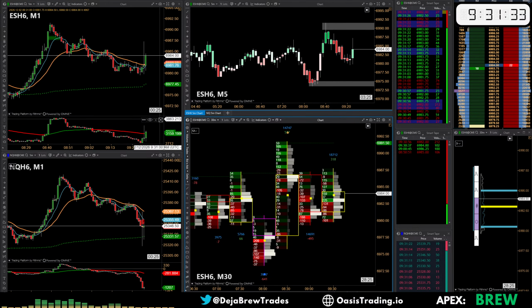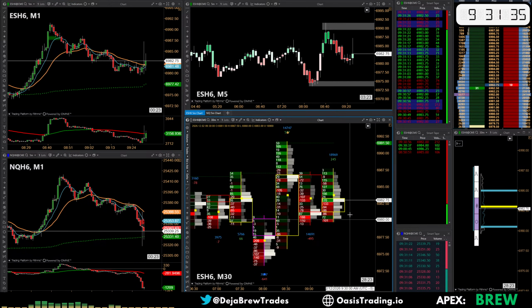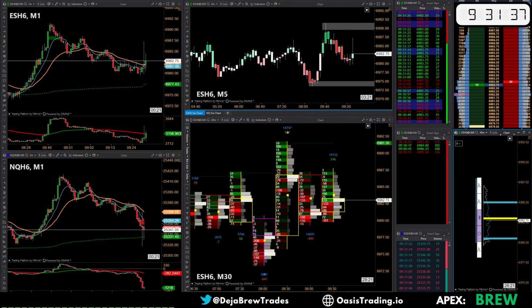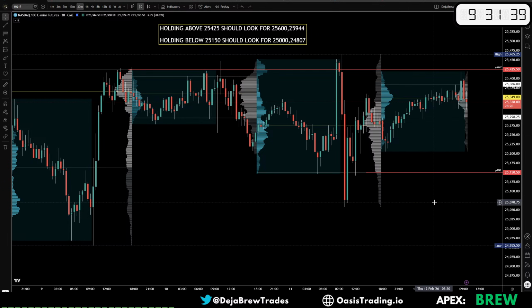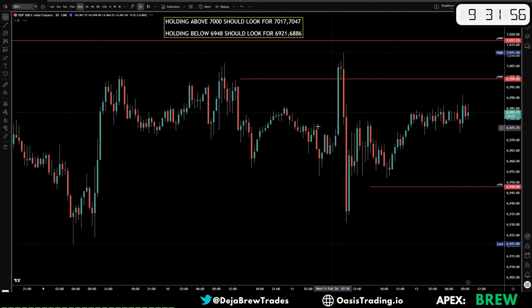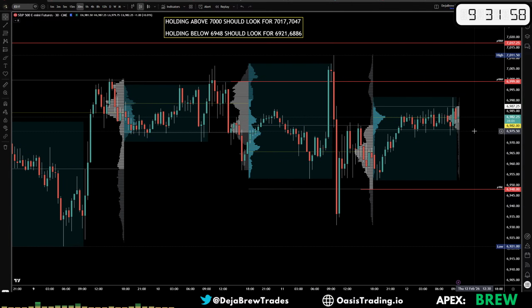Keep an eye on VWAP. We are holding above it on NASDAQ. Haven't touched it so far on ES. Keep an eye on today's value levels. I'm not using today's value for the trade plan, but because you are an inside day, you can look for those levels. So watch that 300. On ES, it would be around 76.